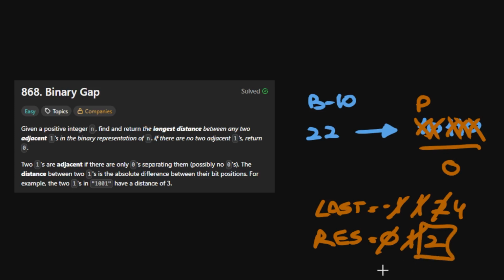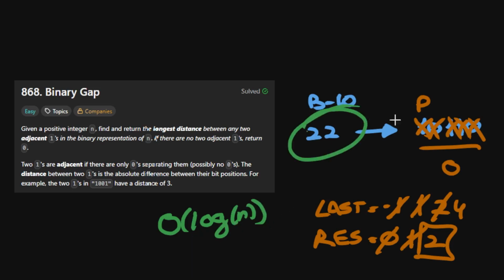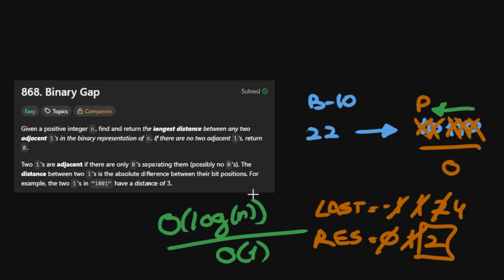Time complexity here is big O of log n, because this is the amount of bits that we have in some number. Remember that we are iterating bits from right to left, and space complexity is big O of 1. So with this in mind, now let's go with the code.